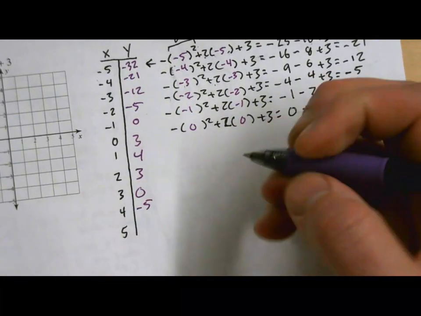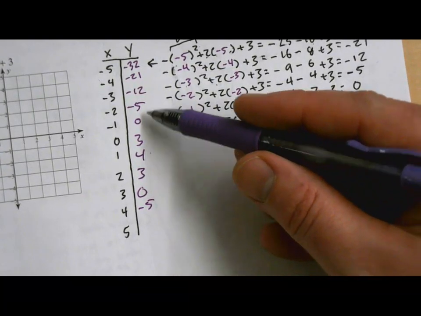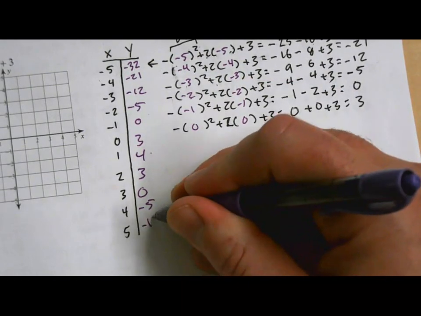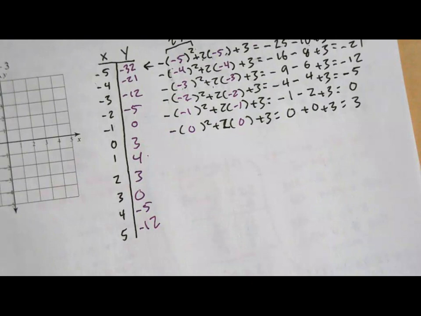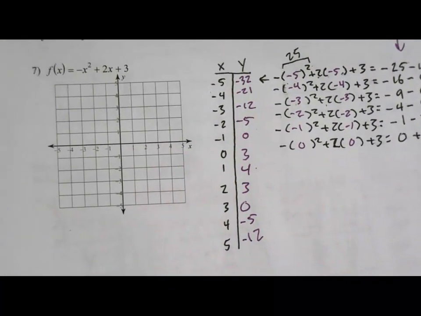I'm fairly confident that these numbers are just repeating themselves, right? 4, 3, 0, negative 5, negative 12. 4, 3, 0, negative 5. I bet this is negative 12. I'm so confident I'm just going to put it in there. All right. That's the toughest part of this, at least the most tedious part.